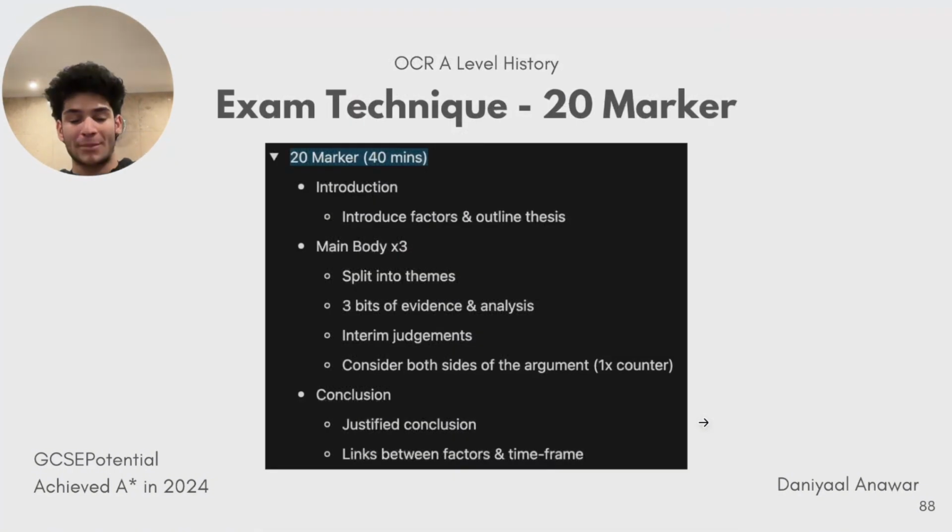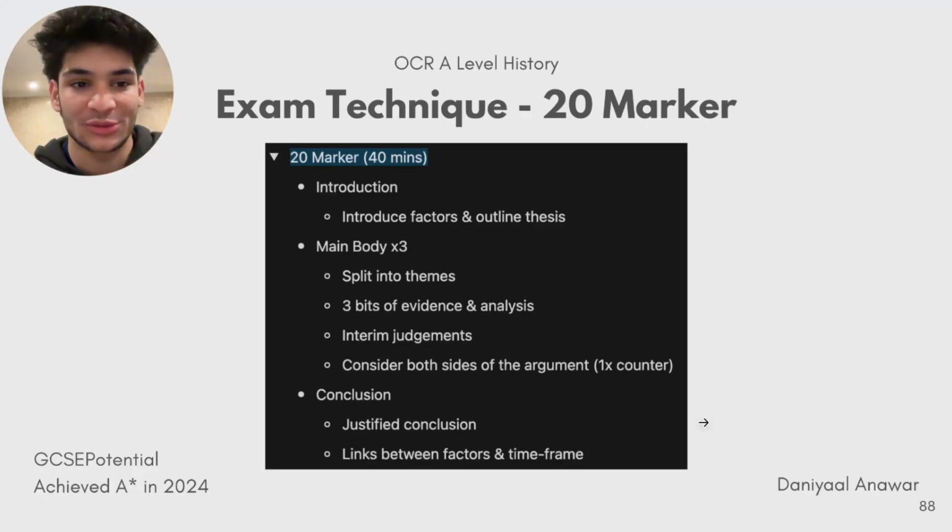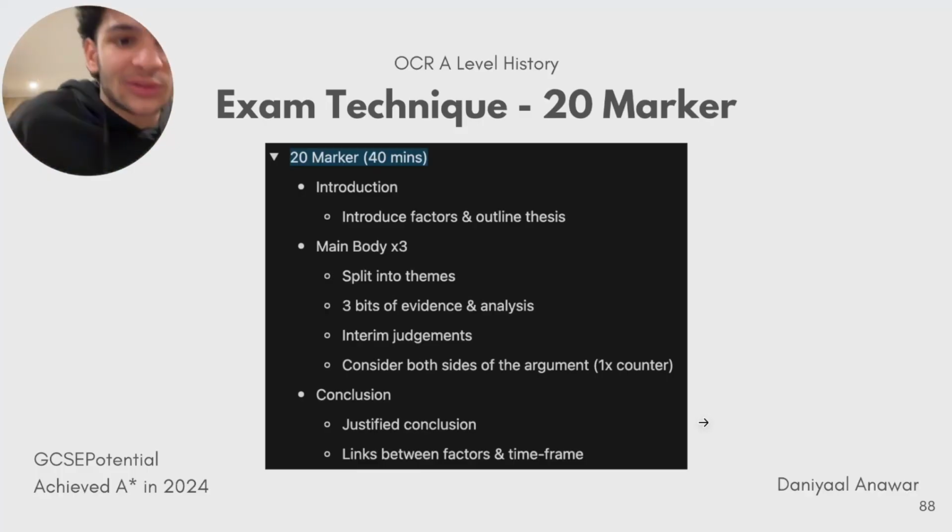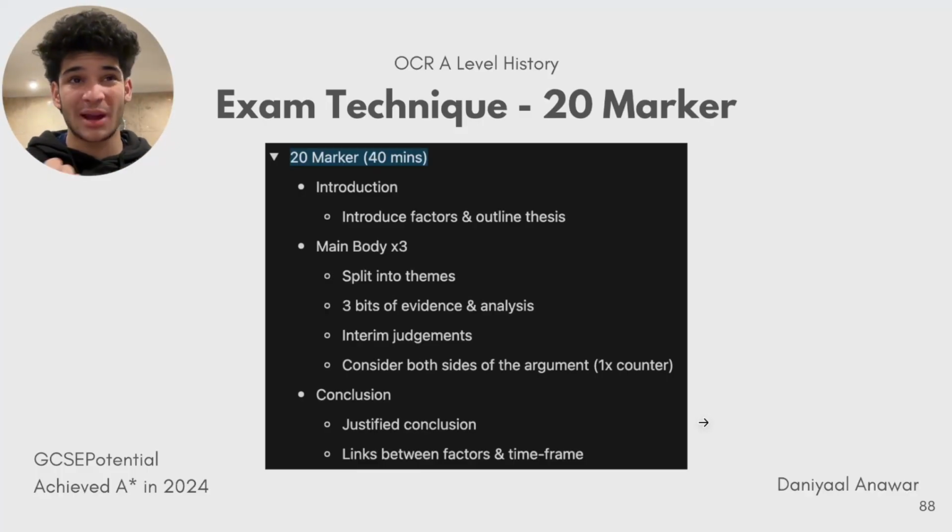20 marker. This time you need an introduction, but keep it short and sweet. Introduce your factors and then outline a thesis. By thesis, I mean your overall argument. So, I don't know, Timbuktu is the most important advancement, or Timbuktu was the most successful element of the Songhai Empire. That comes up a lot. That would be your thesis, and then you introduce the factors. So you could say Timbuktu is maybe the most significant advancement, the economy, and then the military. So there are three different themes, and then you work out which is the most important.